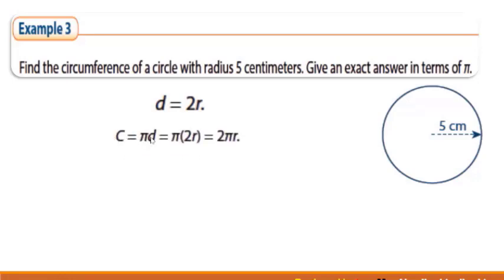C equals π times D, I changed D with 2R, so this is my new formula. I told you this before, 2πR. So I change R with 5. So I start with this solution like this: C equals 2πR. I change R with 5, so 2 times 5 is 10π.